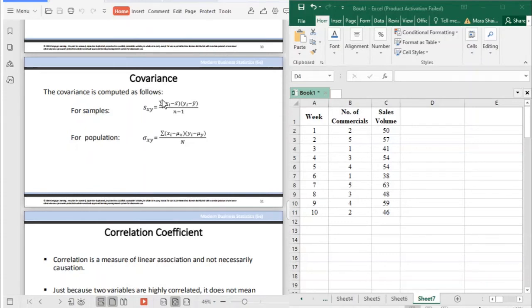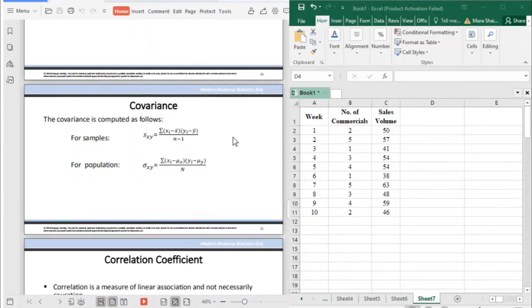Again, the difference is in the mean: for the sample, of course, it uses the sample mean, and for the population, the population mean. For the denominator, the sample uses n minus 1, and the population uses n. So let's try to get the covariance for this example. Your number of commercials is your X, and your sales volume is your Y.